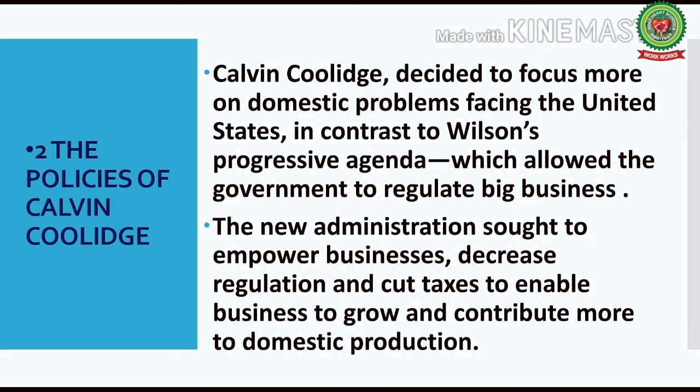After Harding, Calvin Coolidge became the president of the USA. He was also a Republican president. Calvin Coolidge decided to focus more on domestic problems facing the United States, in contrast to Wilson's progressive agenda, which allowed the government to regulate big businessmen. During Wilson's time, the government used to interfere in the economic activities of the investors, and hence they were under the control of the government. Calvin decided to give more time to political reforms and let the economy free.